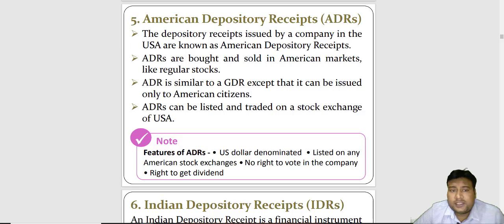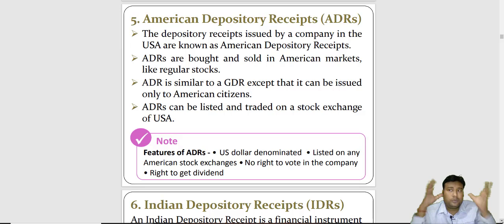Now look, child, one thing is there, American Depository Receipt. By the name itself, it is very geographically restricted: American. So this depository receipt is issued by a company in the USA, United States of America, and known as American Depository Receipt. Okay? And as it is not global, its geographical boundaries are restricted to the American market only. So ADR can be bought and sold in the American market only. Now, what is the basic difference between ADR and GDR?